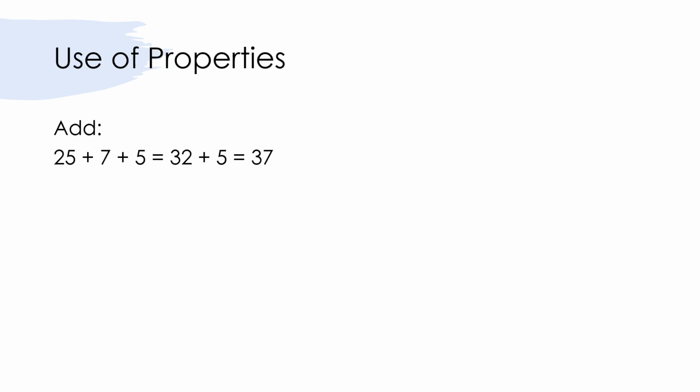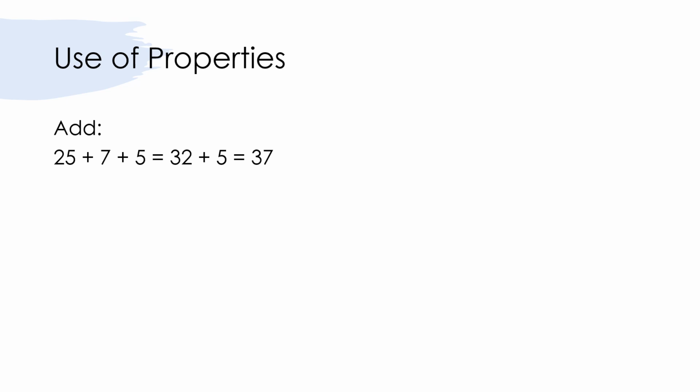Finally, where can we use these properties? We will use the associative and the commutative properties of addition and multiplication. First, we will try to add 25, 7 and 5. So how do we normally do it? We start adding from the left. 25 plus 7 is 32. 32 plus 5 is 37.